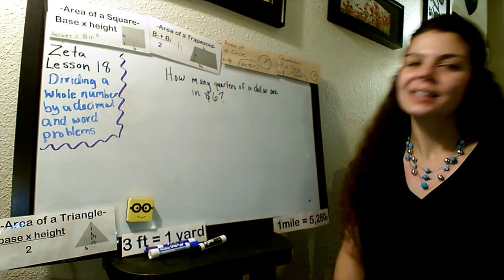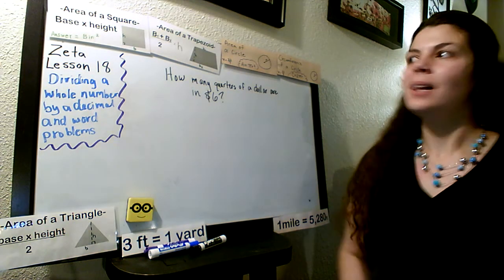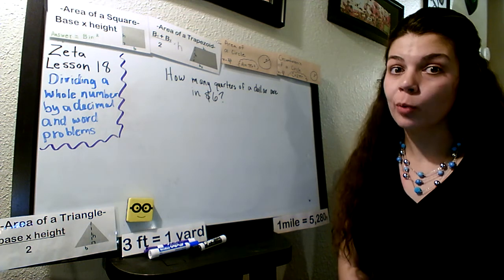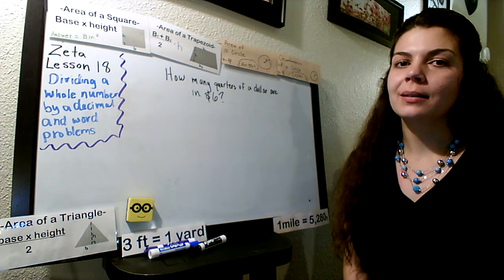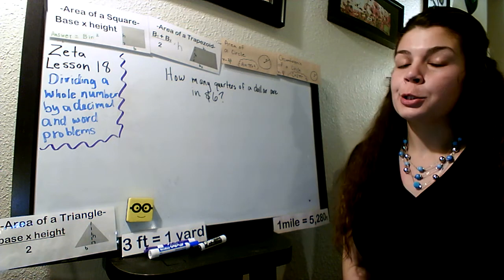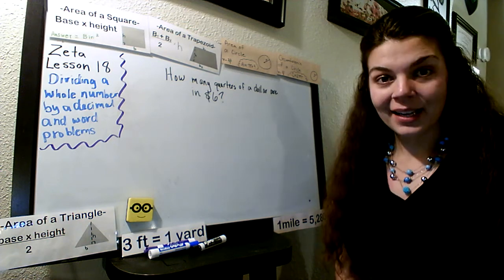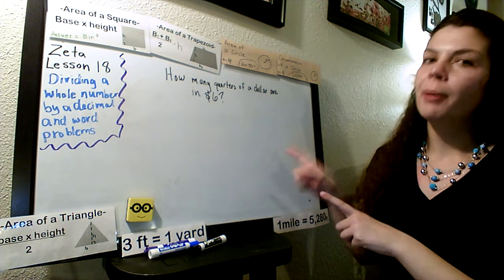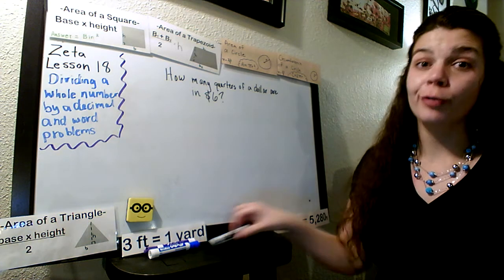Hello everyone! Today we're doing Zeta lesson 18, dividing a whole number by a decimal, and word problems. Mainly just meaning it's going to have word problems, so sorry. Anyways, let's go ahead and review a little bit of last week before we hop on into this. I want to make sure everybody's refreshed.